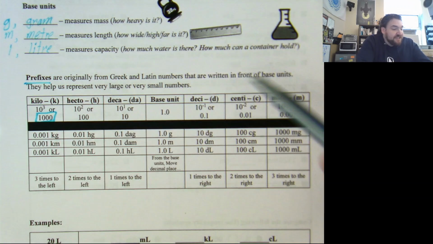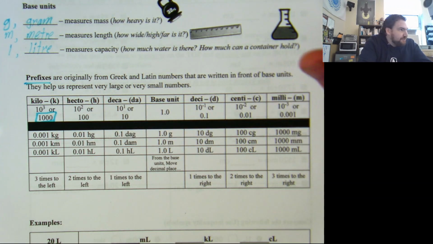So these prefixes, and this is the beauty of the metric system. The beauty of the metric system is that all we're doing is multiplying and dividing by groups of 10. Why is this a really nice way to operate mathematically?